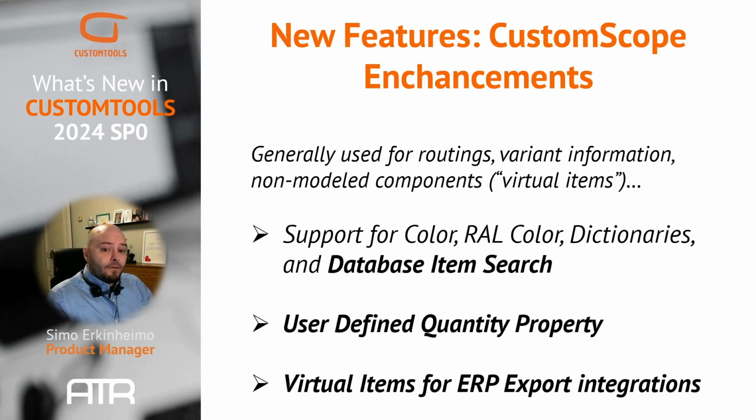You can now use colors and dictionary properties with them as well, and database item search, which takes these custom scopes to a whole other level, because you can add those virtual items to your design BOM by searching them from your ERP system. Combined with the quantity property that is also new, you can also define the item quantity for those rows, and this can all be used in the export view with different reports and ERP integrations.